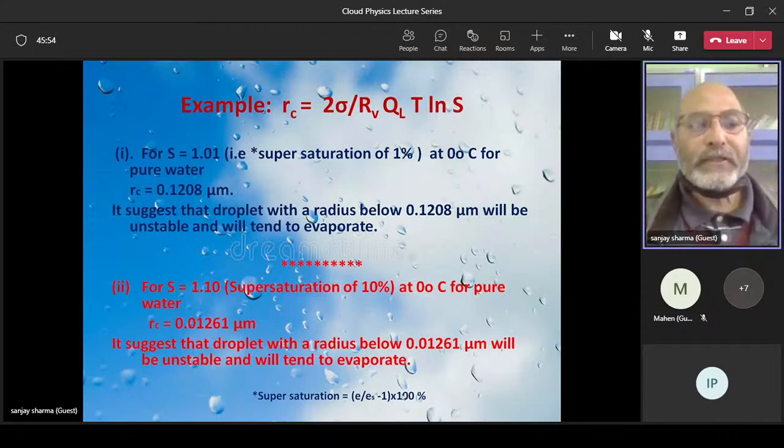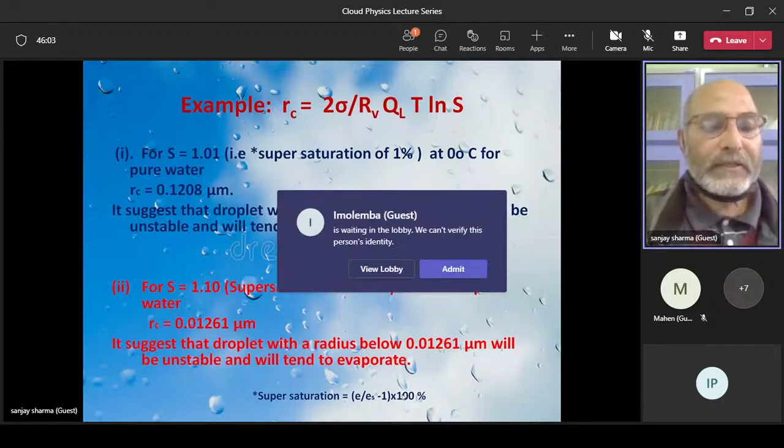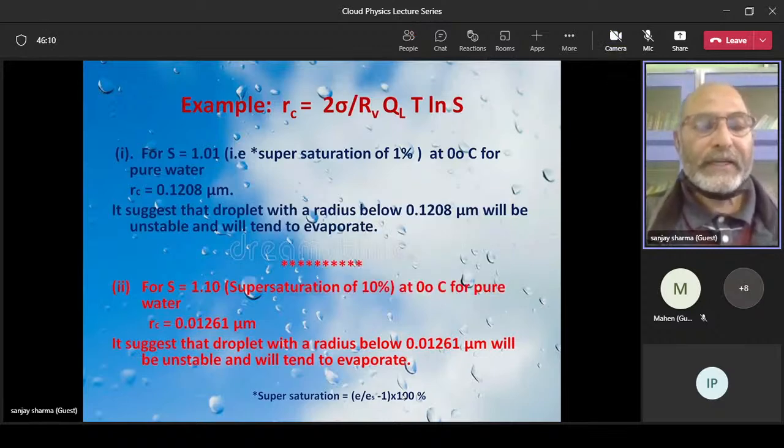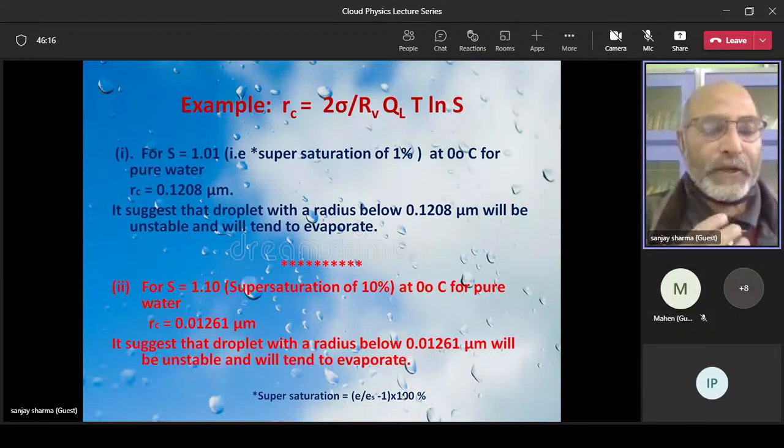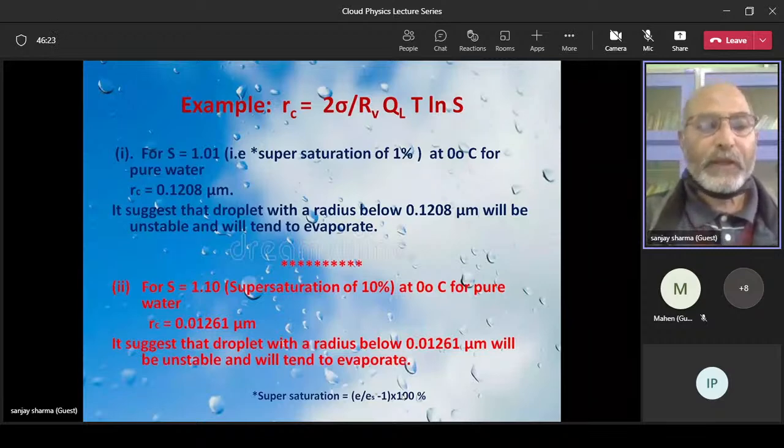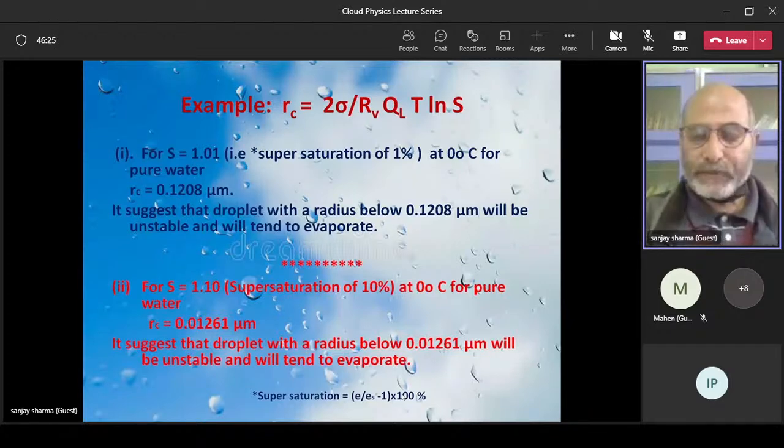For another supersaturation, if we increase the supersaturation to 10 degrees, in that case the RC value comes out to be 0.01261 micrometer. It suggests that if the supersaturation is more, the critical size we get is lower. It means that a lower droplet size will be quite stable to sustain further growth of the droplets.